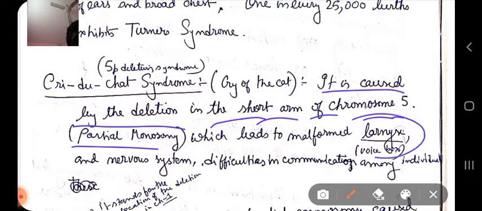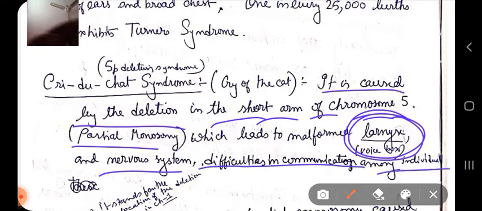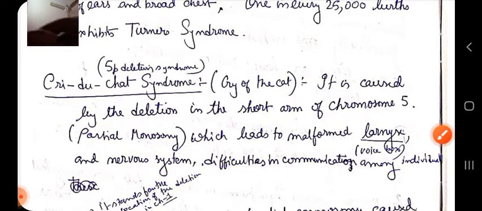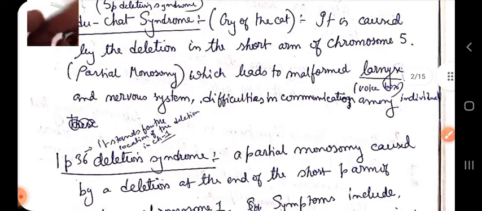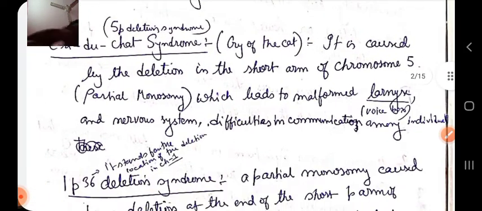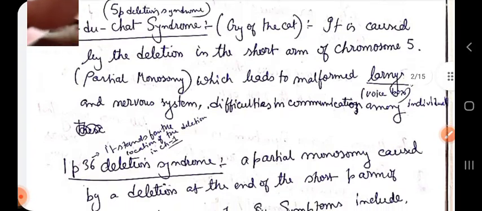Due to malformation of the larynx, your voice box, and abnormal formation of the nervous system, you will find difficulties in communication. It will be difficult to communicate with other individuals when you are suffering from this syndrome. And obviously the IQ levels are also lower because mental retardation will occur.